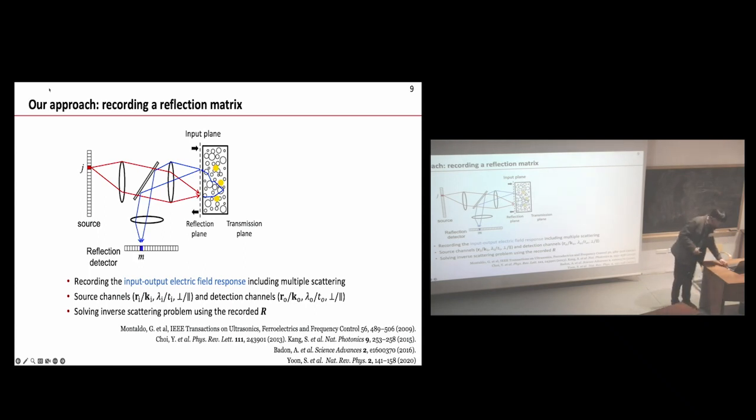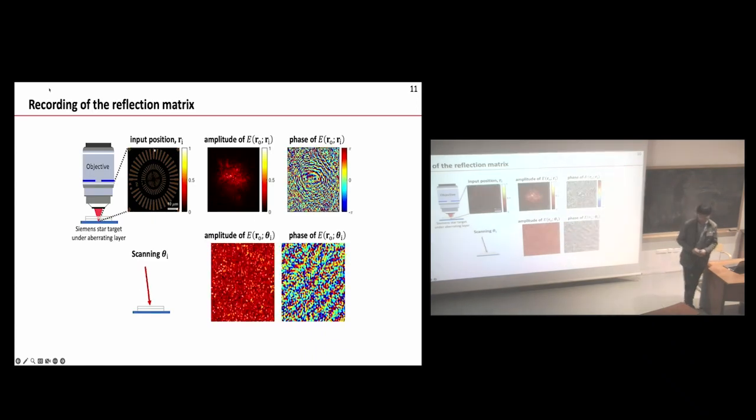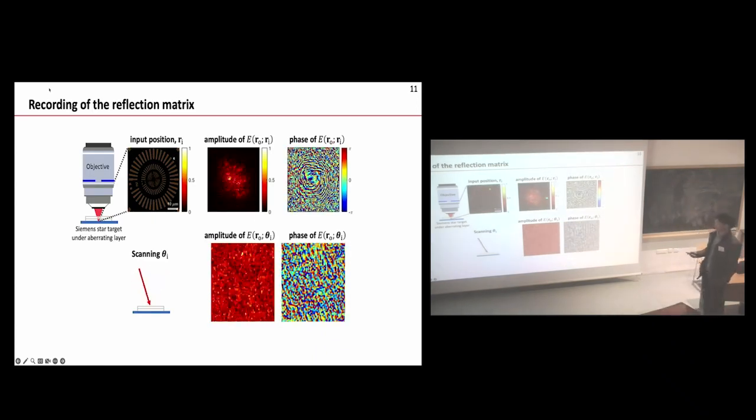Okay, so now with the reflection matrix, let me show this diagram. So this is maybe our third generation of measuring reflection matrix system. So the backbone is a confocal reflectance microscope, but instead of a pinhole, because we need to measure all the possible detection channels, we put a camera, introduce a reference wave, and we measure the phase and amplitude of the backscattering wave while scanning the focus. So this is the typical result.